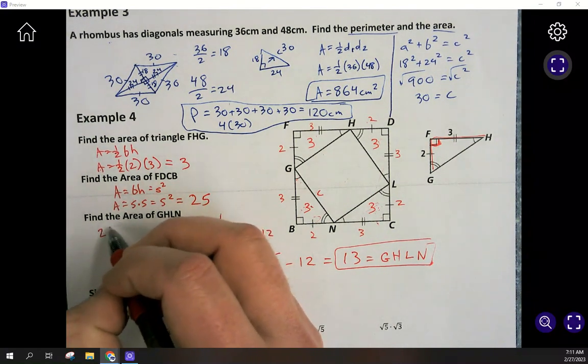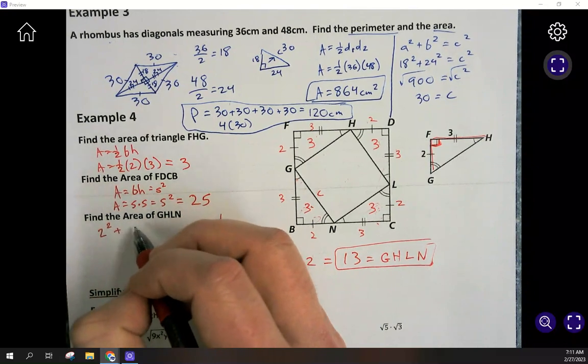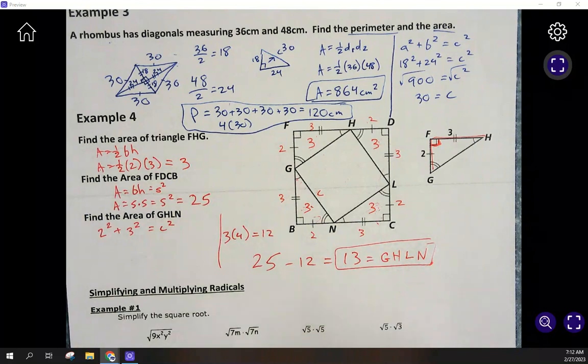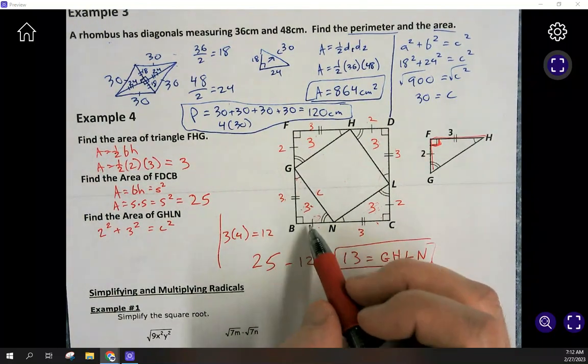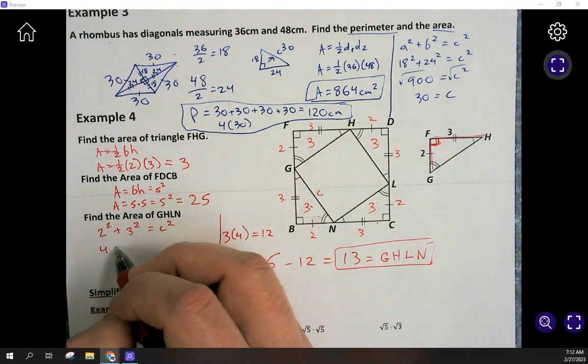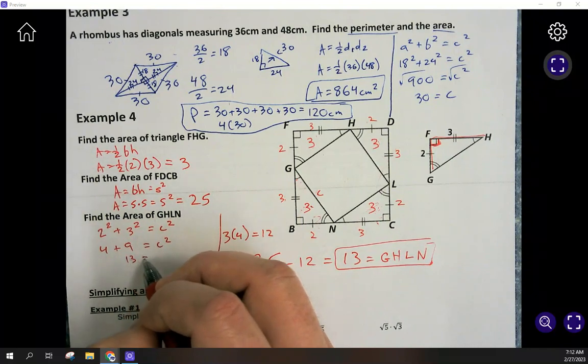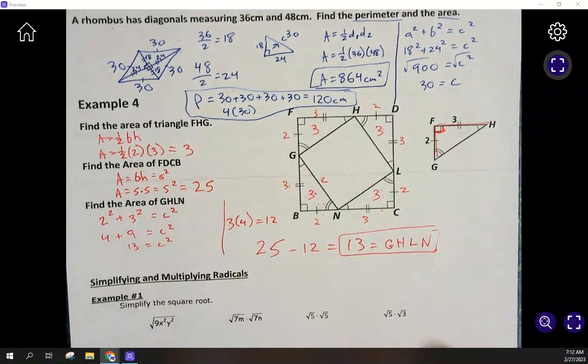There's some algebra here I want to talk about. So depending on what's given to you, you might have to solve a different way. In this case, we can do it both ways. So the two sides of my triangle are 2 and 3. I'm going to plug all that in. And I'm going to get 13 for c squared.